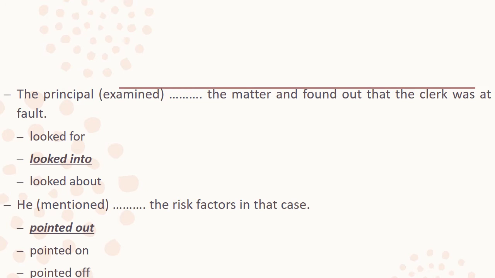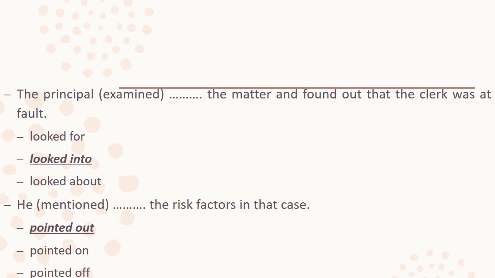The principal examined the matter and found out that the clerk was at fault. Looked for, looked into, looked about. The answer will be: the principal looked into the matter and found out that the clerk was at fault.